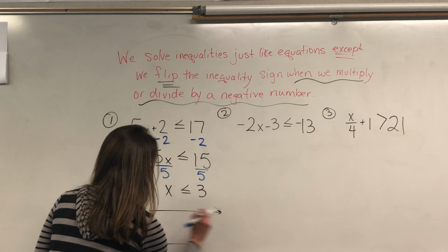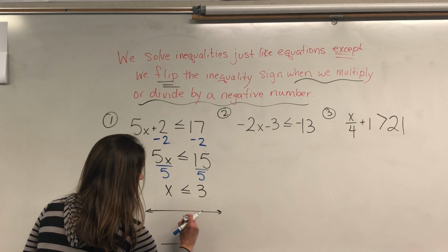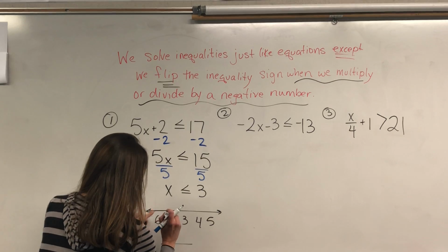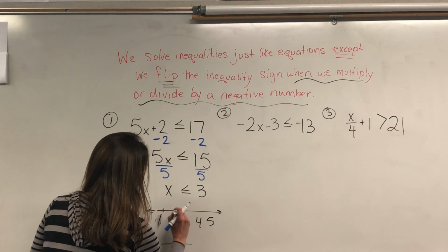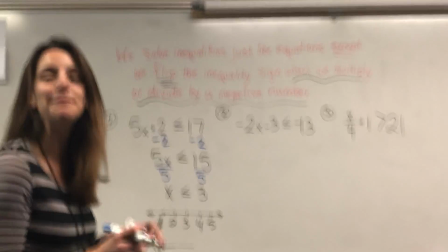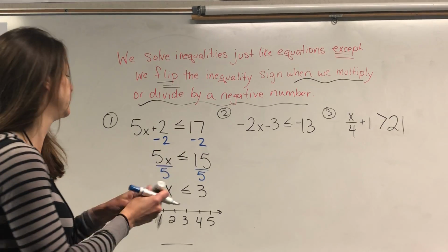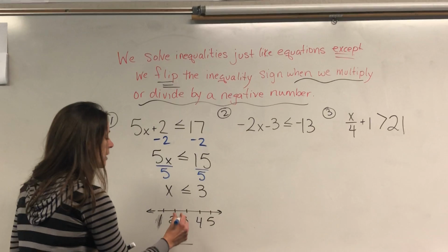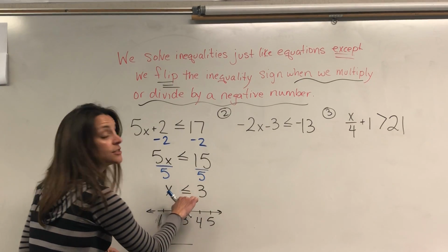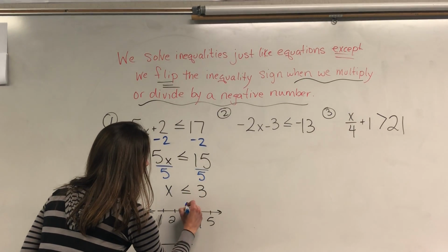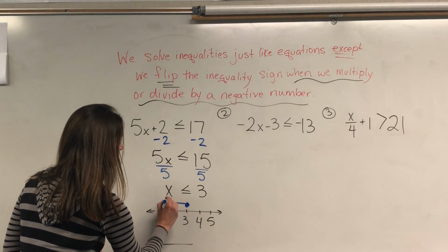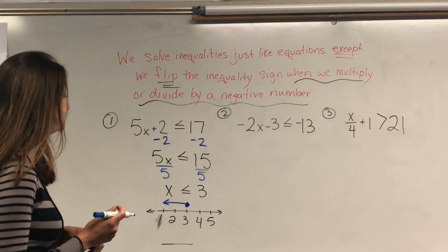Now remember, how do I graph that? Don't do what I did. Make sure that the numbers go in order. Lower numbers to the left, higher numbers to the right. So I go to the 3. Because it's also equal to, I fill it in. And then which numbers are less than 3? There we go. Okay.